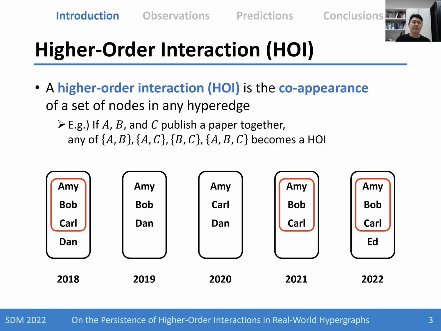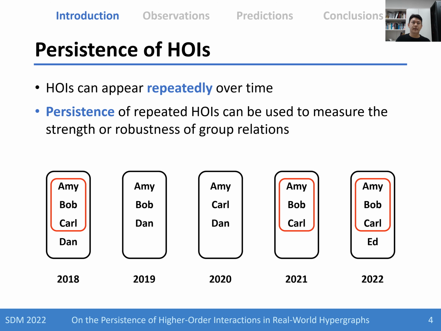For example, if three co-authors A, B, and C publish a paper together, any combination of them becomes a HOI. A set with Amy, Bob, and Carl in the red box is an example of a HOI. HOIs can appear repeatedly over time. Intuitively, the persistence of those repeated HOIs can be used to measure the strength or robustness of group relations. For example, a HOI with Amy, Bob, and Carl has appeared 3 times over the last 5 years.